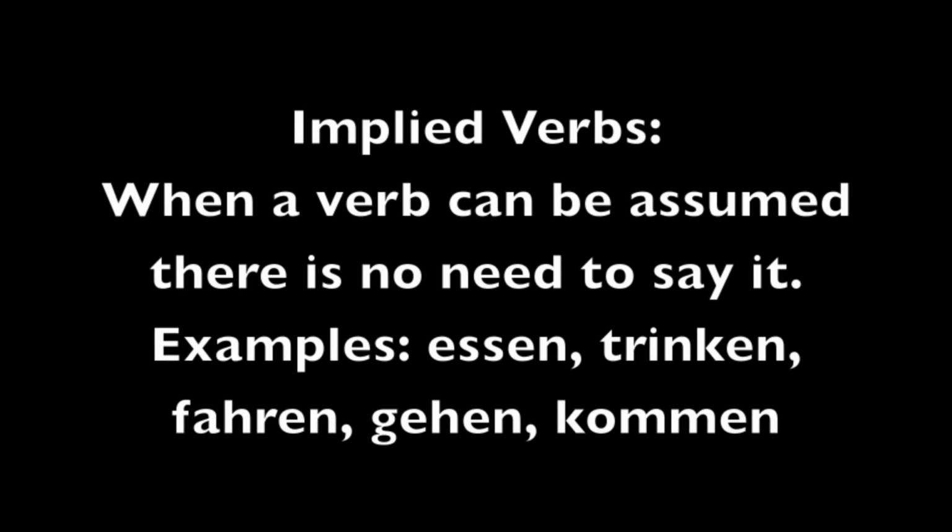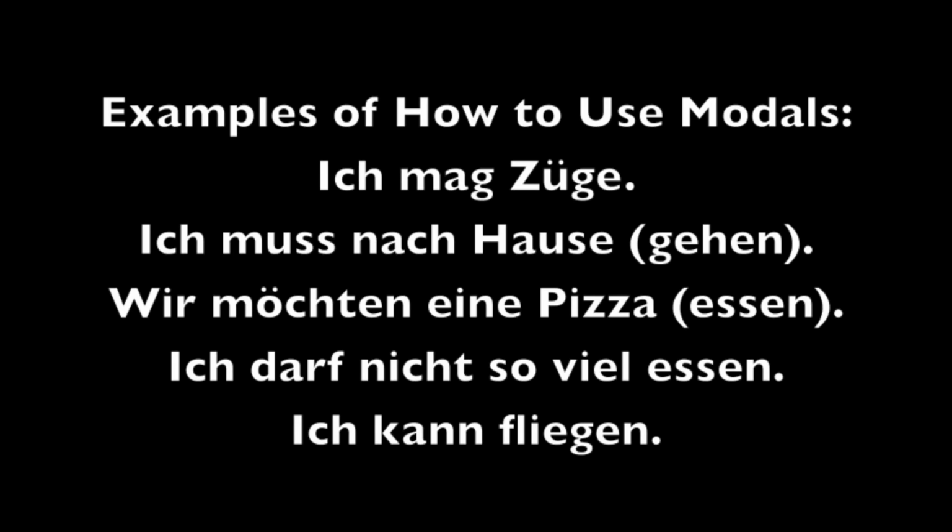Examples of those would be essen, trinken, fahren, gehen, and kommen. You pretty much always use them with certain foods and drinks and going to places and that kind of thing, so you can imply those. Here are some examples using the modal auxiliaries. Ich mag Züge. I like trains. Ich muss nach Hause gehen. I have to go home.